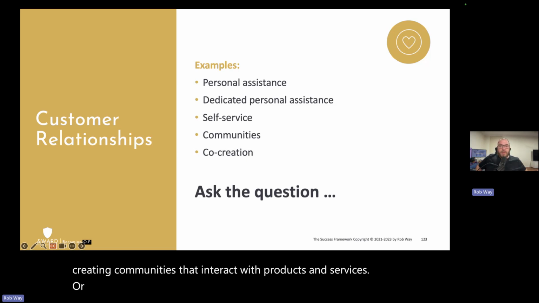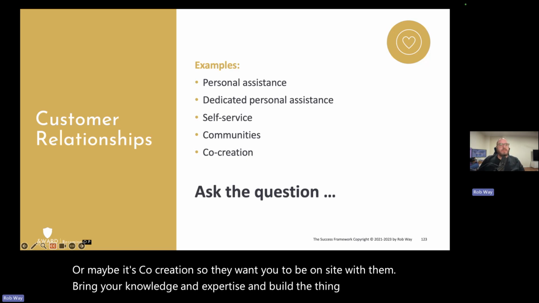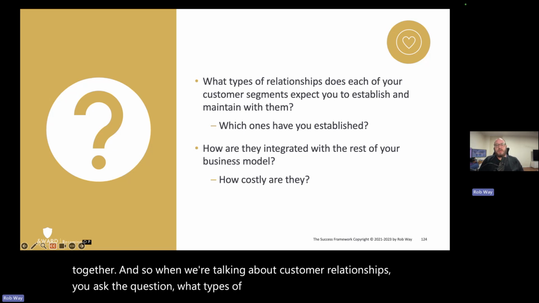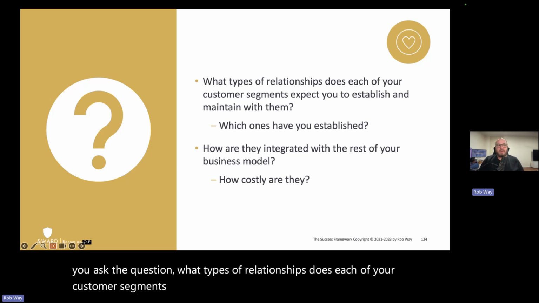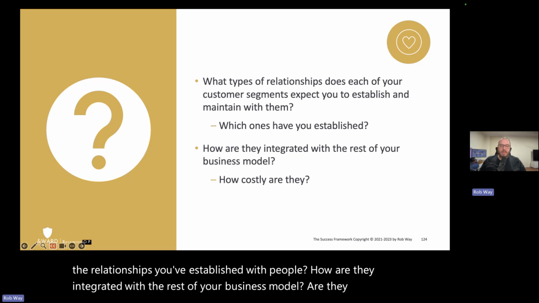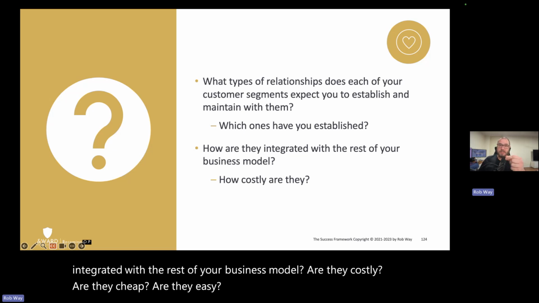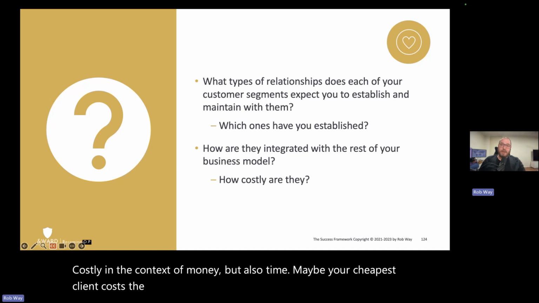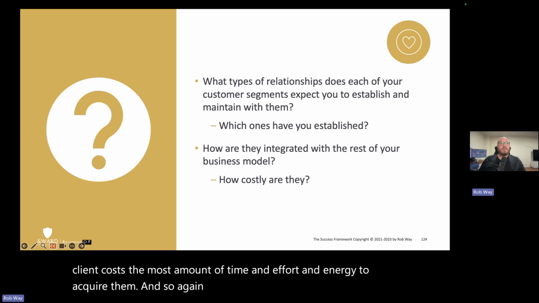Or maybe it's co-creation. They want you to be on site with them, bring your knowledge and expertise, and build the thing together. When we're talking about customer relationships, you ask the question, what types of relationships does each of your customer segments expect that you establish with them? What are the relationships you've established with people? How are they integrated with the rest of your business model? Are they costly? Are they cheap? Are they easy? Costly in the context of money, but also time. Maybe your cheapest client costs the most amount of time and effort and energy to acquire them. Again, that's an example of costliness.